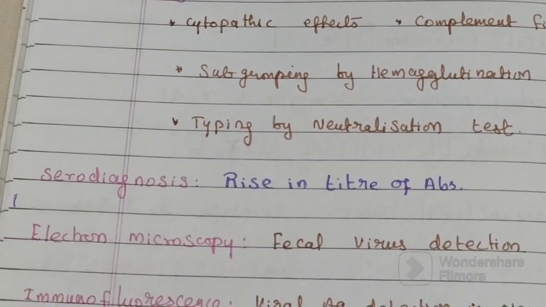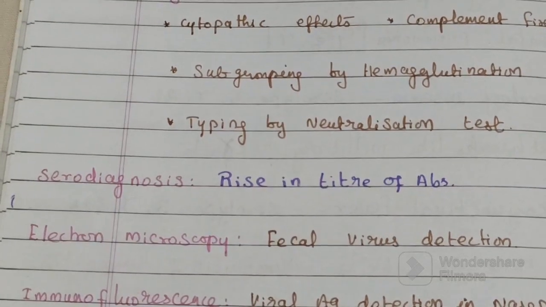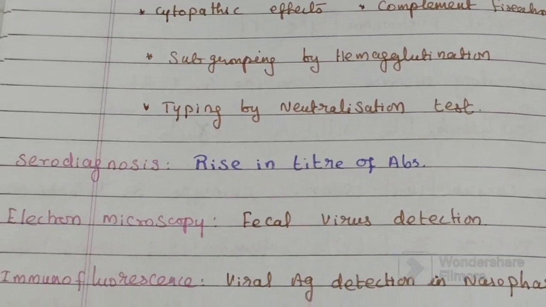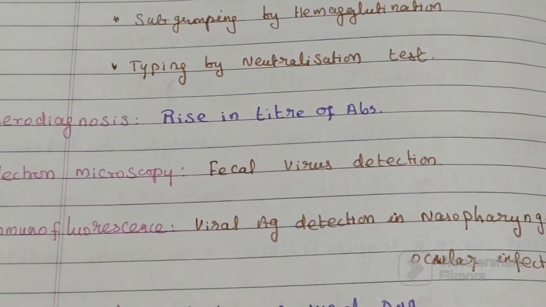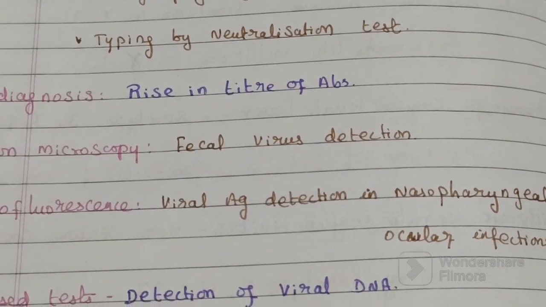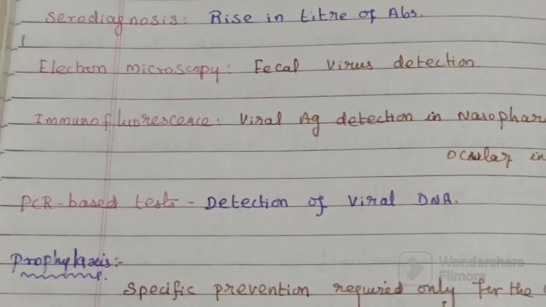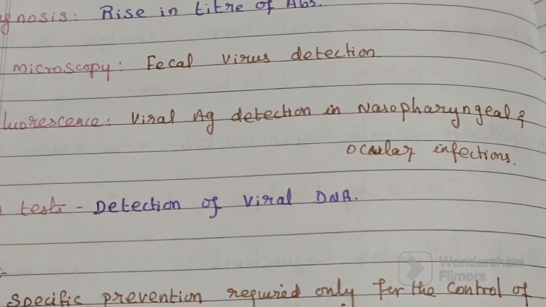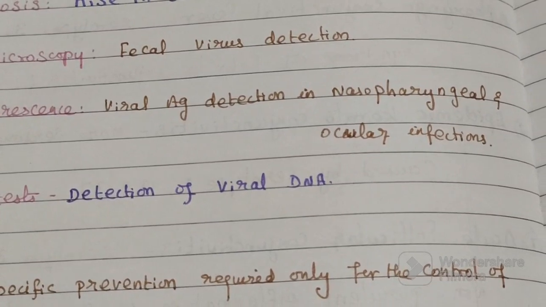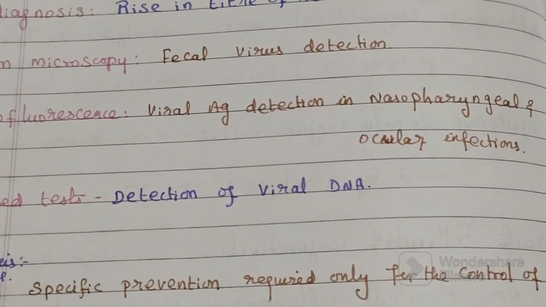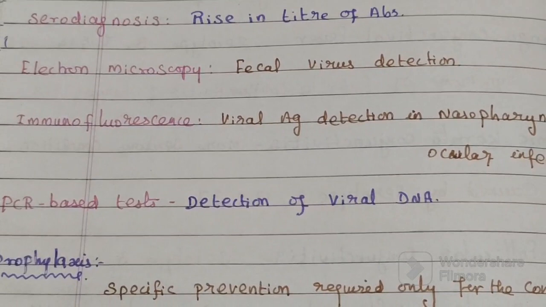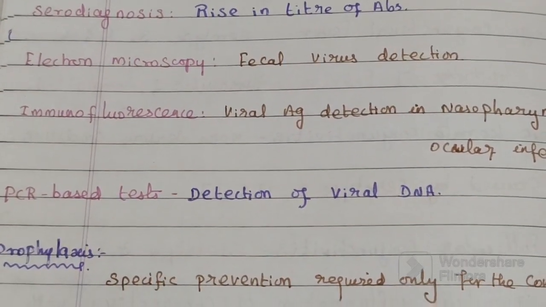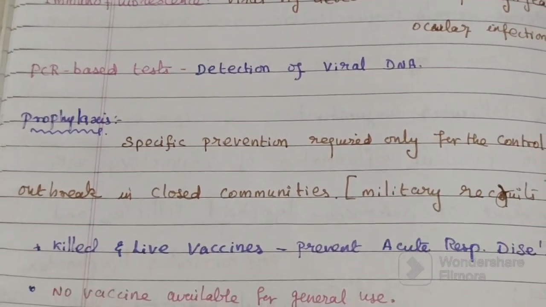Next, serodiagnosis. Here the rise in titer of antibodies is measured. Then electron microscopy is used for fecal virus isolation. Then immunofluorescence is used for viral antigen detection in nasopharyngeal and ocular infection. Then PCR, polymerase chain reaction based tests, are used for detection of viral DNA.